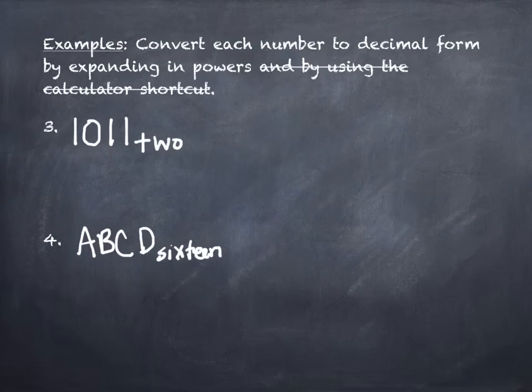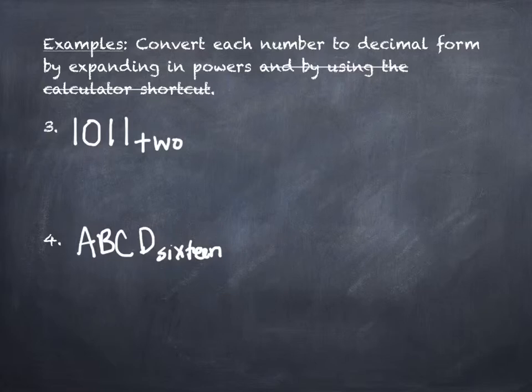Okay. What we're actually going to do now is convert. I want to show you what the directions are, and I want you to see that I've struck through them. I did on your notes too. The directions in your book will say this exact same thing. They will say convert each number to decimal form. Decimal form is base 10. Decimal means deci, right? 10, base 10. To decimal form by expanding in powers, and it says, and by using the calculator shortcut. We're not going to do the calculator shortcut.